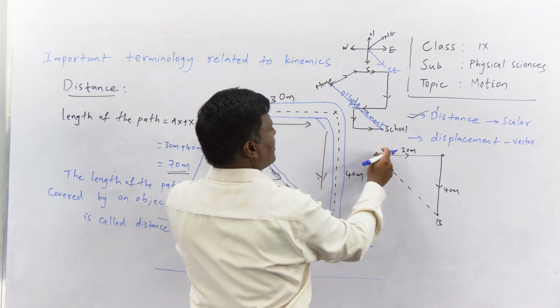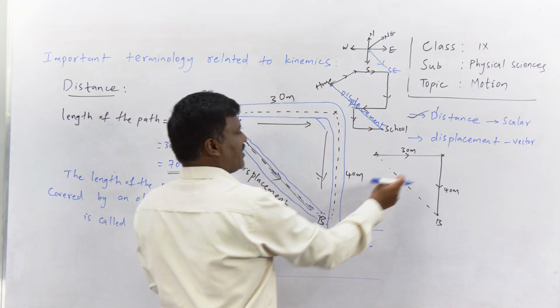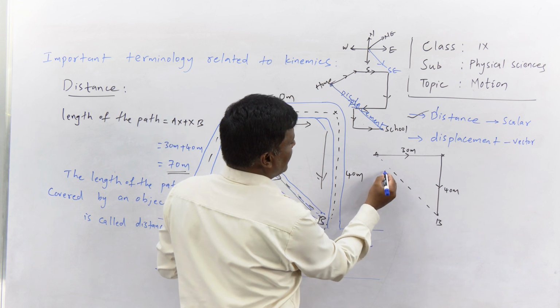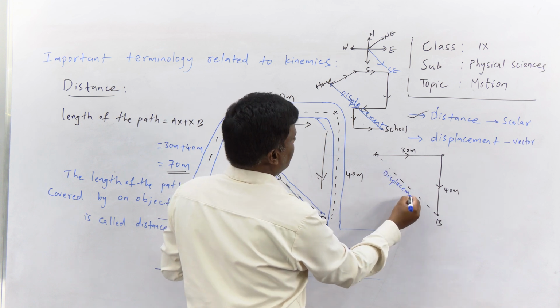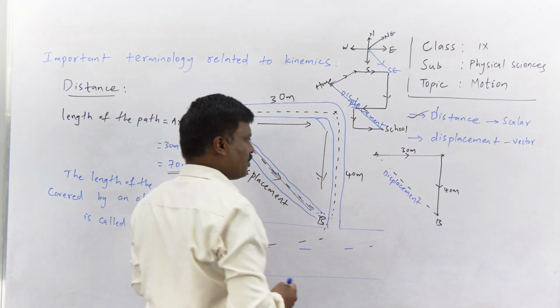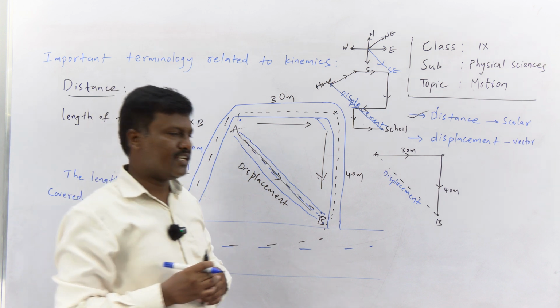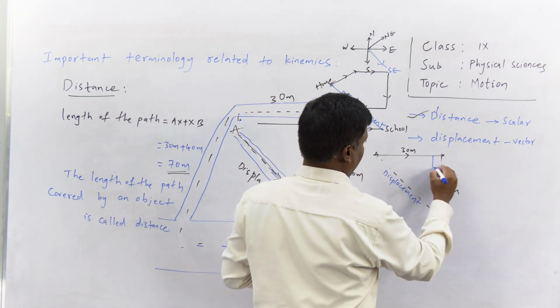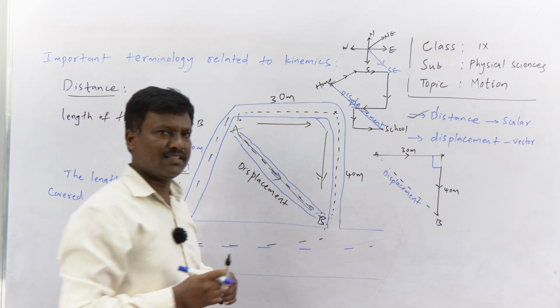What is the distance traveled? 30 meters. What is the distance traveled here? 40 meters. And we have to calculate this displacement. Whenever problems are related to distances, related to sides, related to the right angle triangle, we use the Pythagoras theorem.